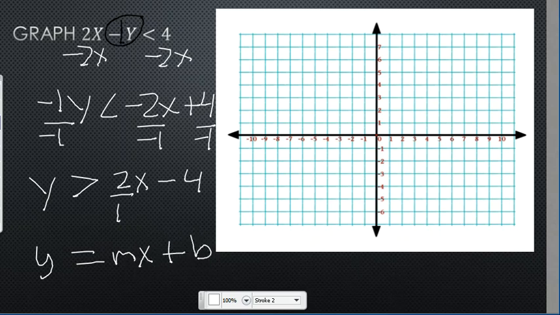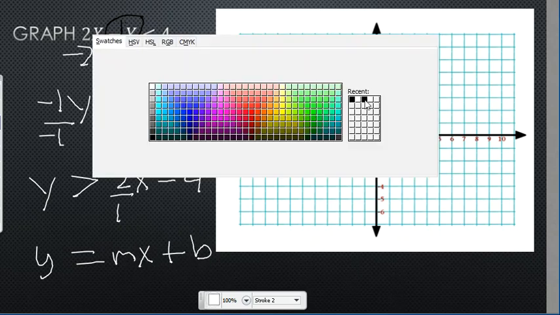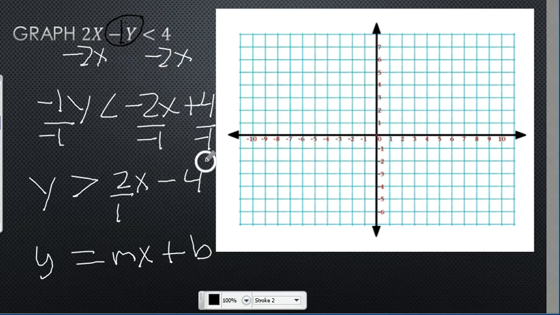To graph using slope-intercept form, remember we always plot our y-intercept first. Our y-intercept in this case is negative 4. Now from there we're going to use our slope to tell us how to move. Our slope says up 2 to the right 1. So up 2 to the right 1, and up 2 to the right 1.